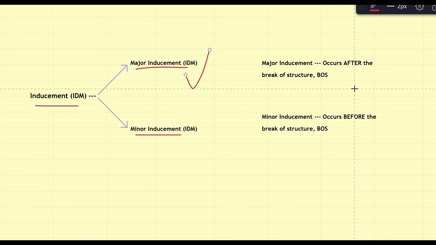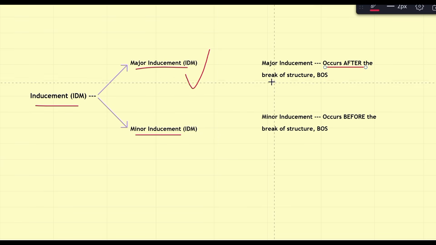The major inducement occurs after the break of structure, or BOS. It doesn't matter. It can be a bullish break of structure or a bearish break of structure. The context here, or the keyword here, is actually after. It occurs after the BOS, or the break of structure.